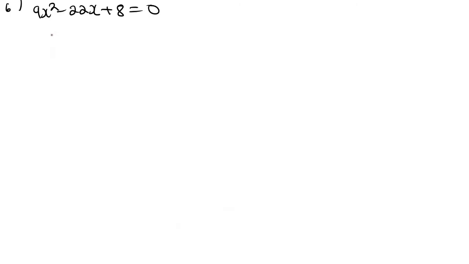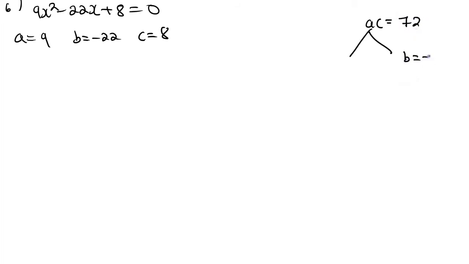See the next question. 9x square minus 22x plus 8 is equal to 0. Okay, see here, a value is equal to 9, b value is equal to minus 22, c value is equal to 8. Okay, now see, AC value what you have to get? 8 nines are 72. You have to get 72, but b value is equal to minus 22.